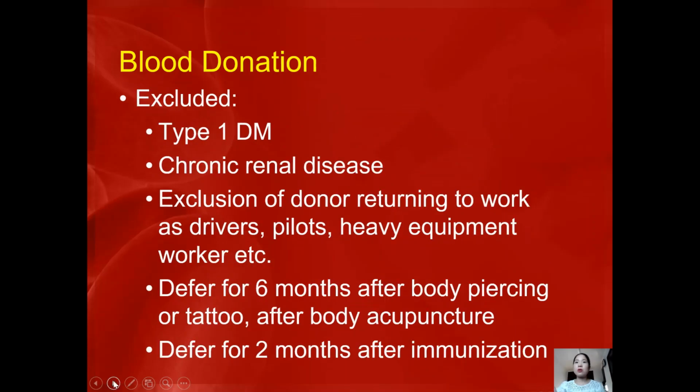You should also exclude those with diabetes, those with chronic renal disease, and those returning to work as drivers, pilots, or heavy equipment workers. You should also defer blood donation for 6 months after body piercing or a tattoo or even after body acupuncture. You should also defer for 2 months after a blood donor received immunization.